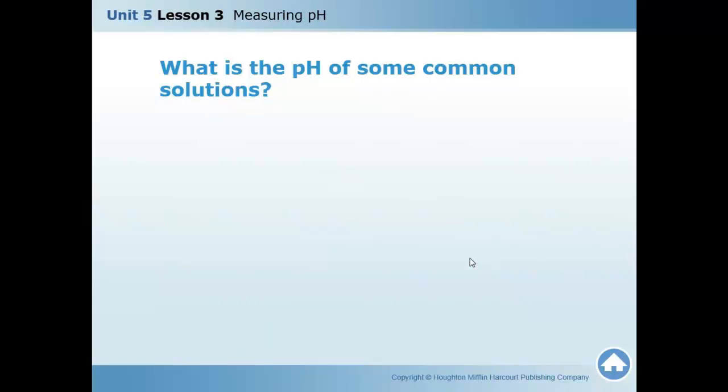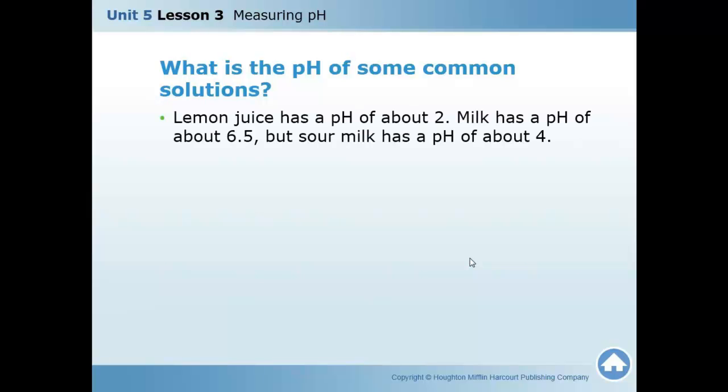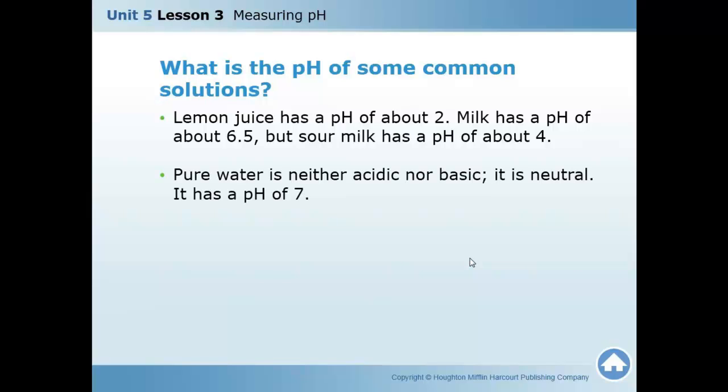Now, what is the pH of some common solutions? In this part, we will list more than one solution and its value of pH. The first one, lemon juice, has a pH equal to 2, milk has a pH equal to 6.5, and sour milk has a pH equal to 4. And we have pure water. We say that pure water has a pH equal to 7, so it is not acidic or basic.